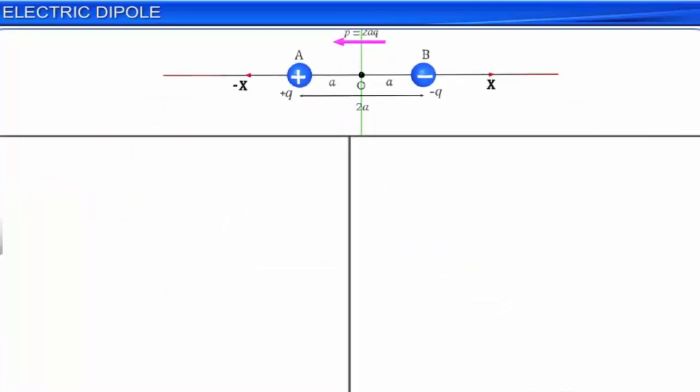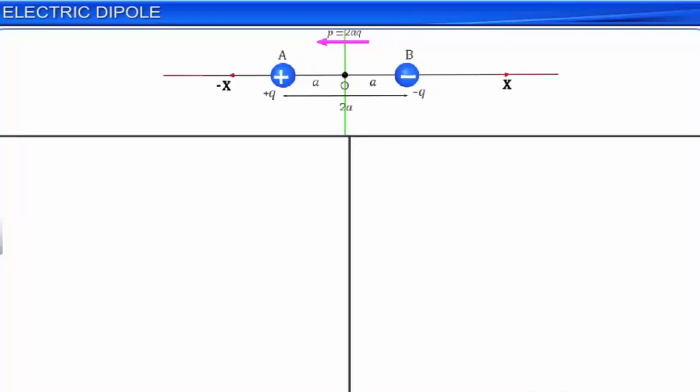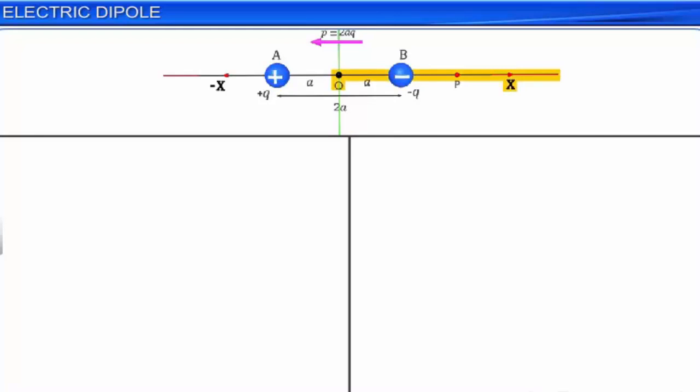Let us now obtain the electric field strength E at a point P on the axis of the electric dipole, which is at a distance x from the midpoint O of the dipole. The magnitude of electric field strength E due to a charge Q at a distance r from it is given by E is equal to 1 by 4 pi epsilon naught into Q by r square.